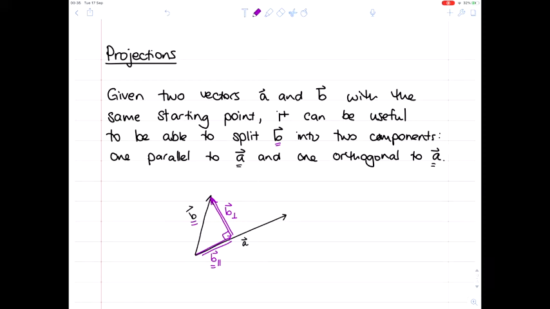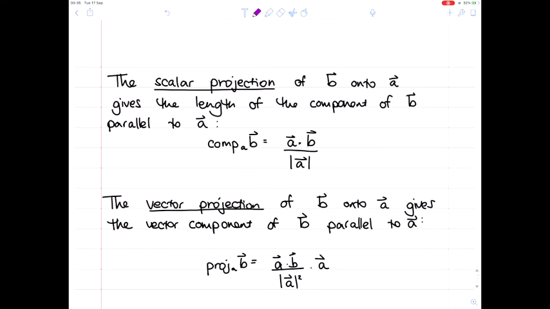So how can we do this? The scalar projection of b onto a gives the length of the component of b parallel to a. So in our previous drawing, what we called this thing was b parallel. And in order to find this, we take the dot product of a and b, and we know that gives us a measure of how much a and b point in the same direction. And then in order to get the right sizing, we divide through by the size of a.